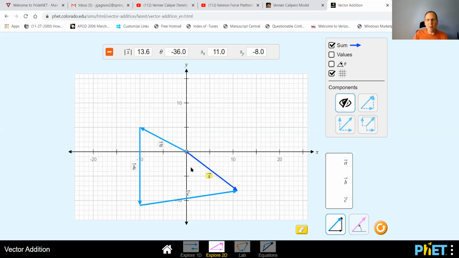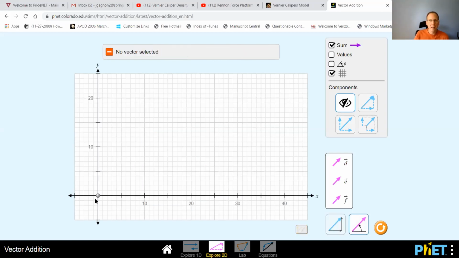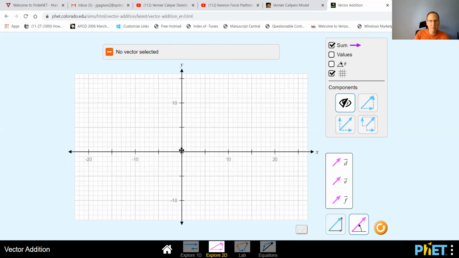And then in the second part, I want you to use the magnitude and direction form of the vectors. Again, I would center this. And then I give you D, I want a magnitude of 16. So start at the center, and an angle of 20. So let me get rid of the sum. You don't need the sum yet. So magnitude is 16.